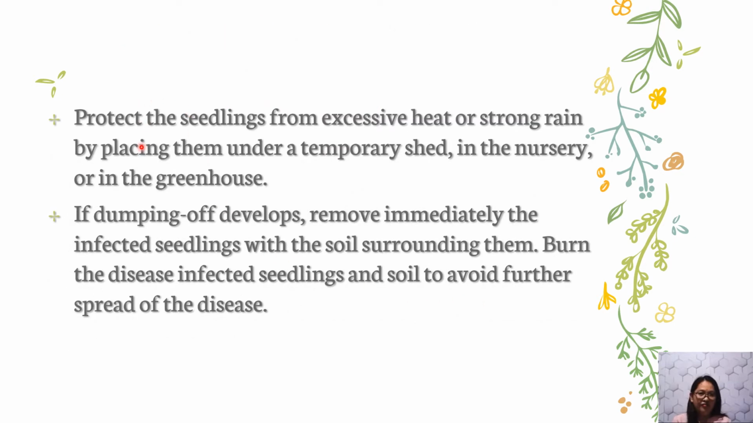Third, protect the seedlings from excessive heat or strong rain by placing them under a temporary shed in the nursery or in the greenhouse. And if damping off develops, remove immediately the infected seedlings with the soil surrounding them. Burn the disease-infected seedlings and soil to avoid further spread of the disease. To control damping off, apply fungicide on the affected areas. So these are the practices on the care and management of seedlings.